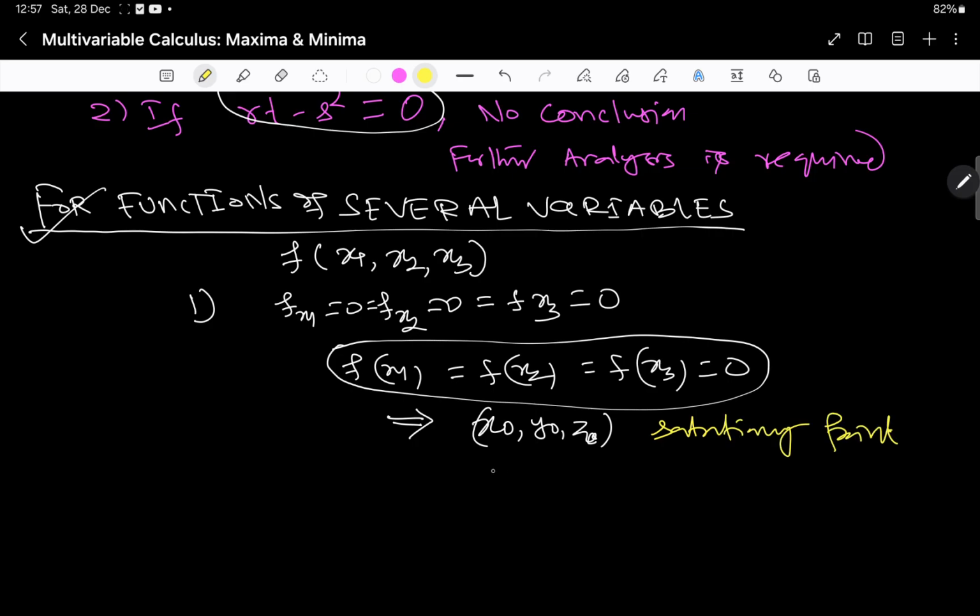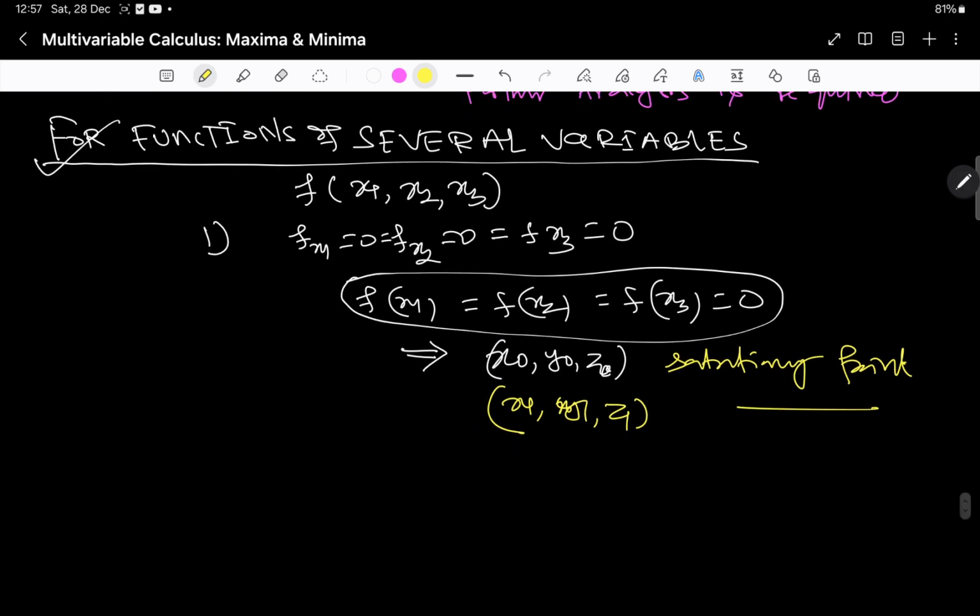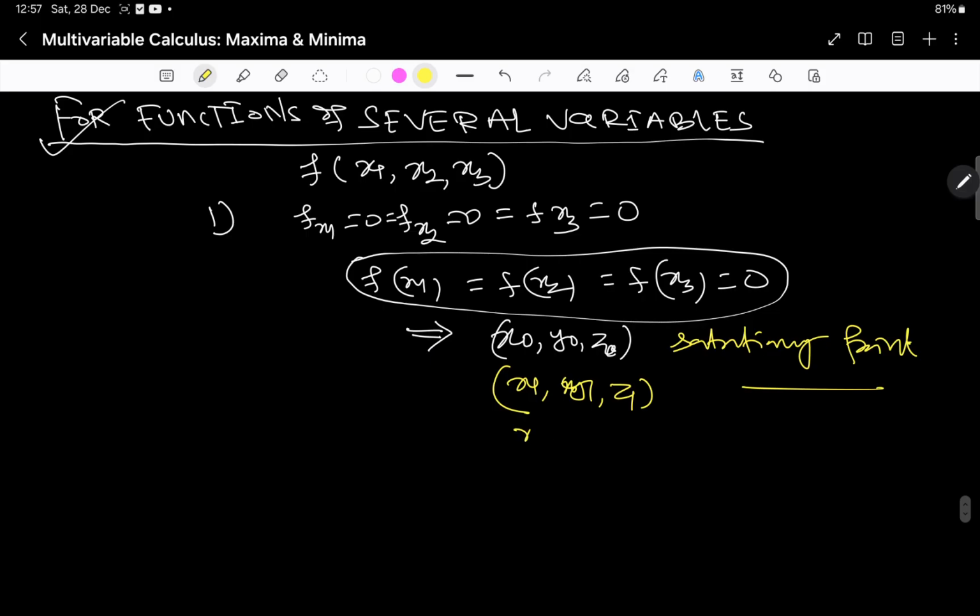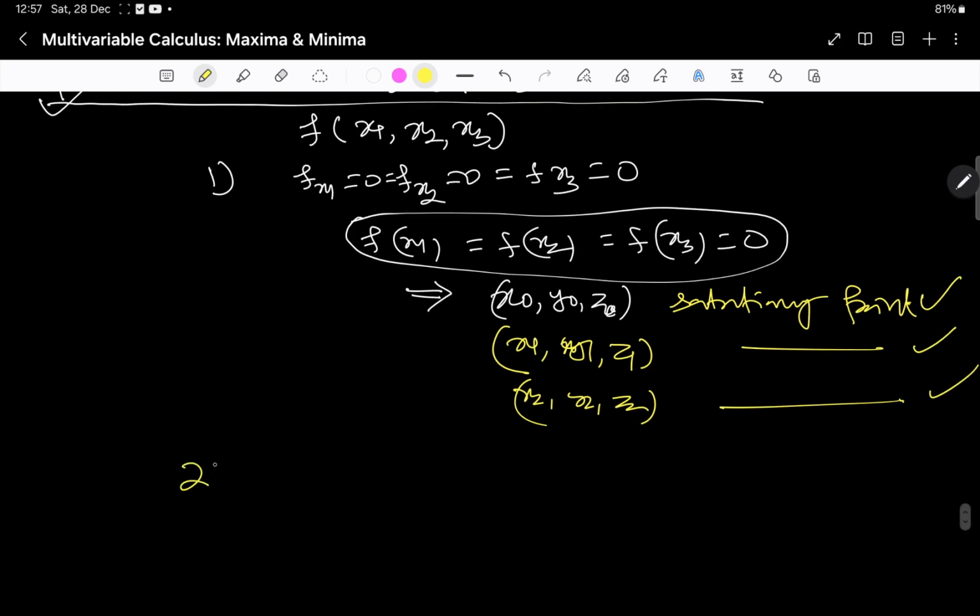Similarly, we may have another point x1, y1, z1. We have another stationary point, and similarly we may have x2, y2, z2. We may have another stationary point. So at each point we have to go for the test. Then we have to find the Hessian matrix.